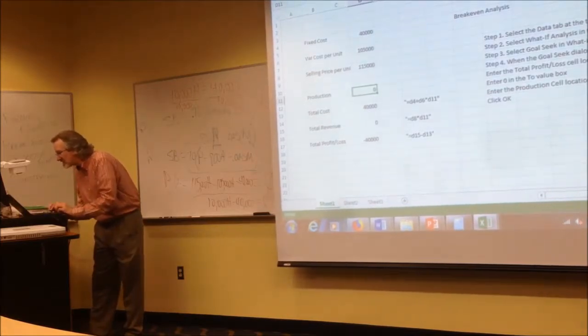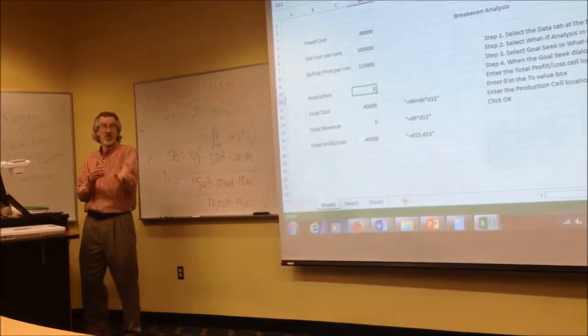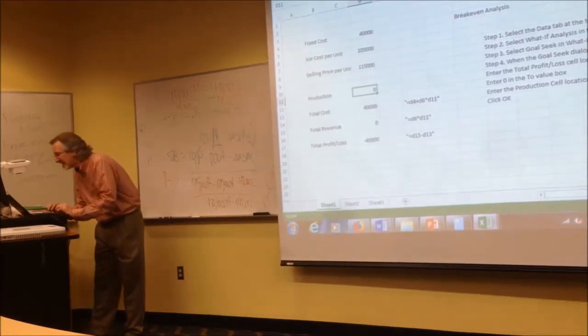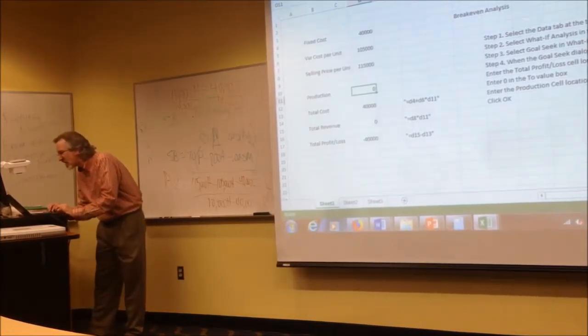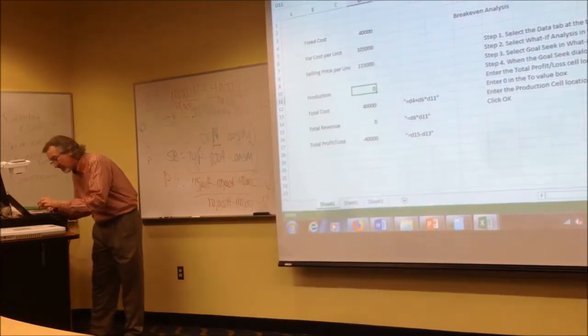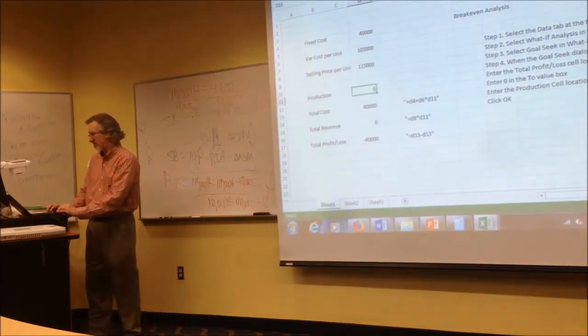Then it says enter 0 for the "to value", because we want it to break even. We're saying we want you to tell us how to get to 0 profit, or break even. And then it says enter the production cell location right here. So this is where we would have D11. And that's where we want our answer to tell us how many to break even. It should come up with a 4.